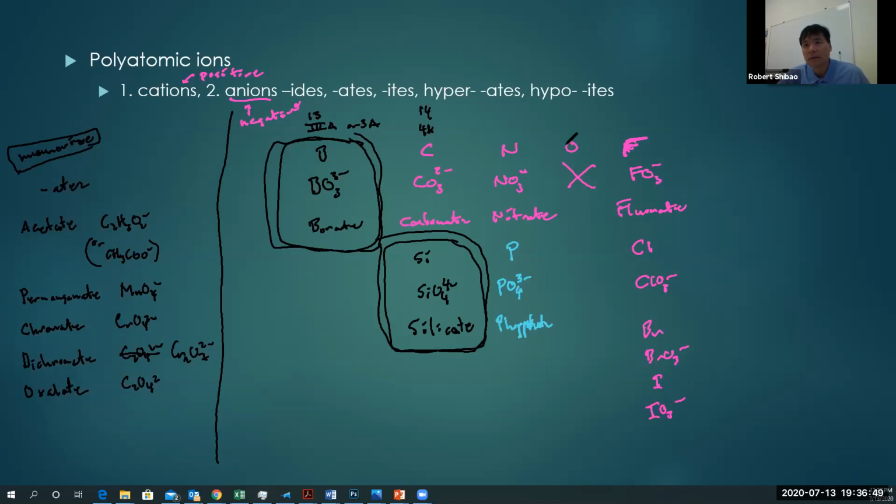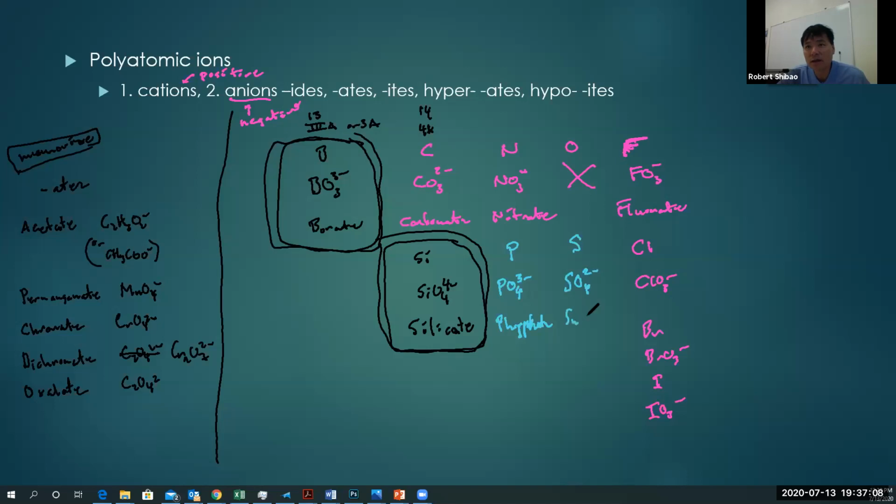Okay, then oxygen didn't work, but sulfur does. And then we have sulfate. Sulfate is going to have what? Somebody know, what do you think? Yeah, that's exactly right. Good, Francis. SO4, 2 minus, that's sulfate.